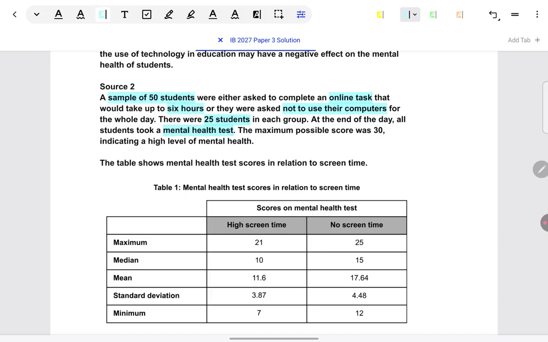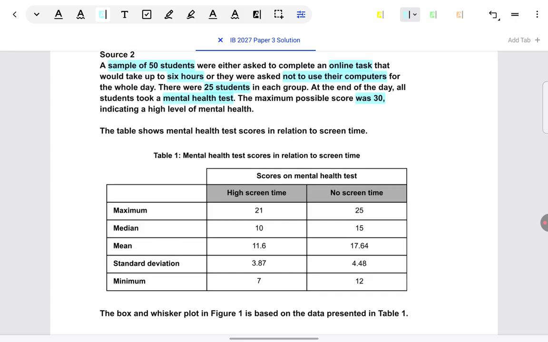And then all of them, those who had done this online task and those who hadn't, the control group, had to take a mental health test out of 30 marks. What we are expecting is that those who were not doing too much online work would have better mental health. Whether this has been found or not is represented on the table.